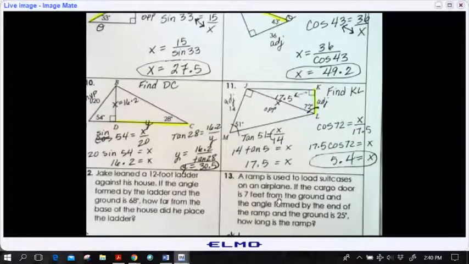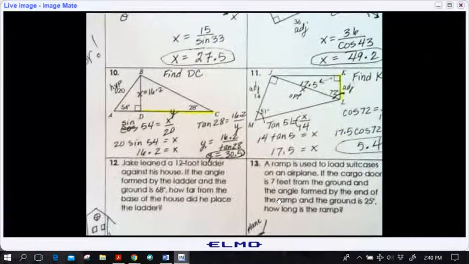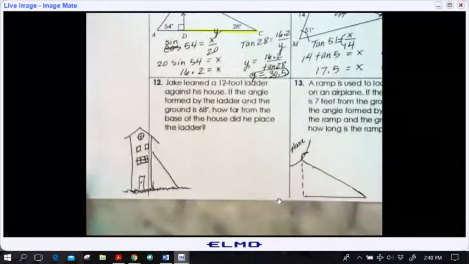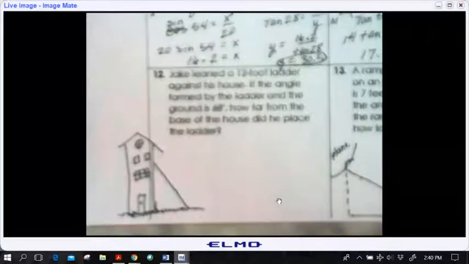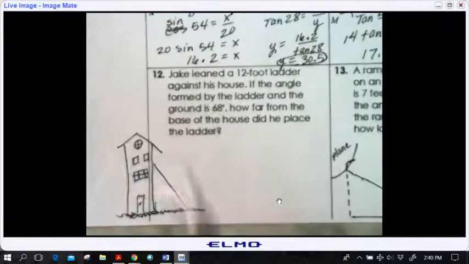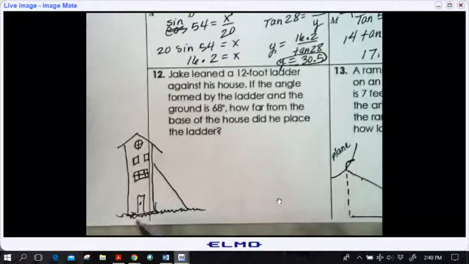Okay, we're almost done with this second part of our notes. I just do want to show you a couple of application problems. Jake leaned a 12-foot ladder against his house. So this is my very bad drawing of a scary looking house, and this is the ladder that he's leaning. If the angle formed by the ladder and the ground is 68 degrees, so it's got to be the corner with the ladder and the ground, not the house and the ground, how far from the base of the house did he place the ladder?